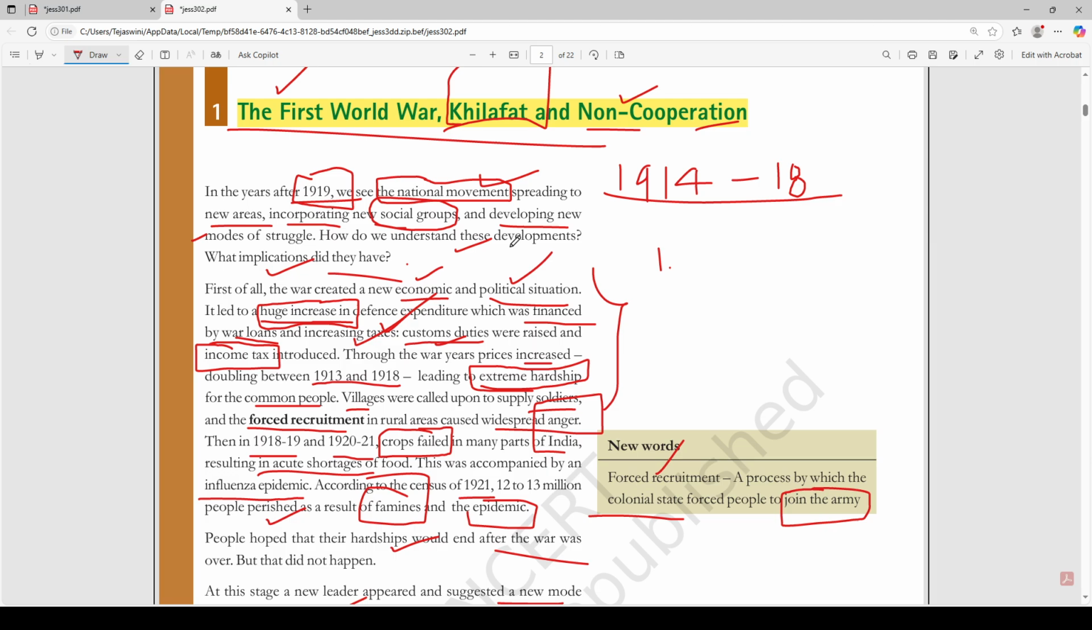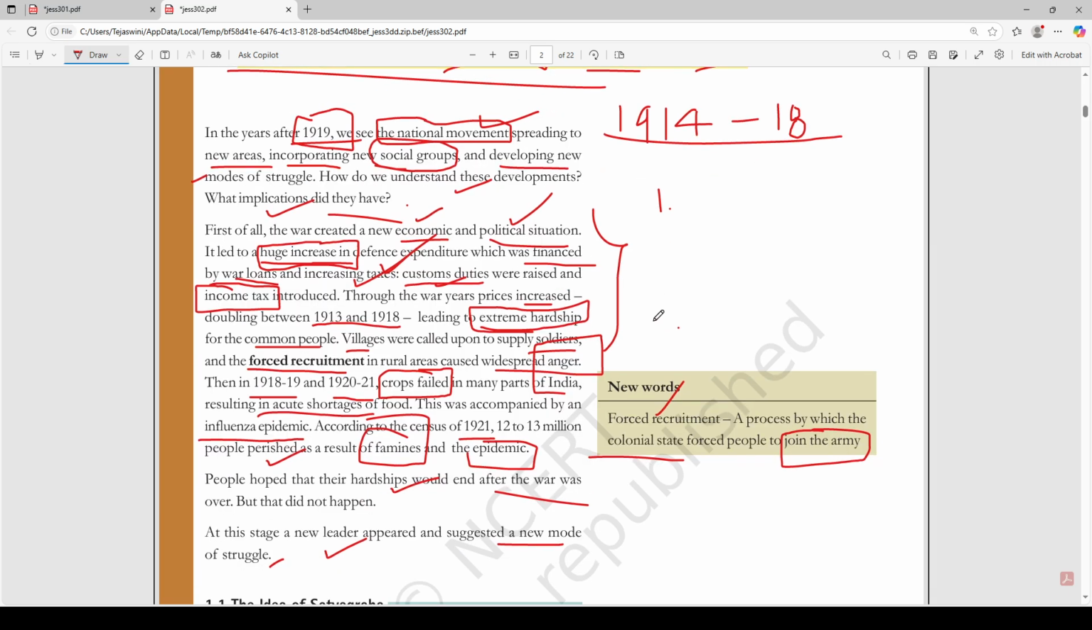Questions will arise. Question number one: when did the World War happen? What is the period of the World War? The answer is 1914 to 18. Then, what was the financial situation of India after the World War? Question number three: what are the things that made Indian people angry? Question number four: what do you mean by forced recruitment? What are the things people suffered after the World War? Next question: how many people perished in the census of 1921, and what is the reason behind it? These are the questions you should answer.